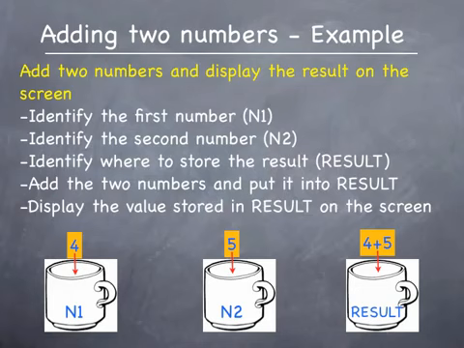What I have tried to explain is that the task of adding two numbers would require you to identify a so-called container to store the values and then work with the values to accomplish the given task.